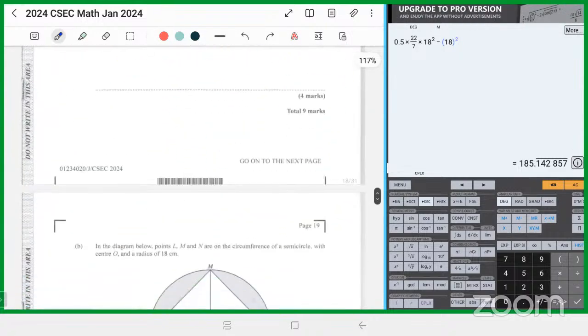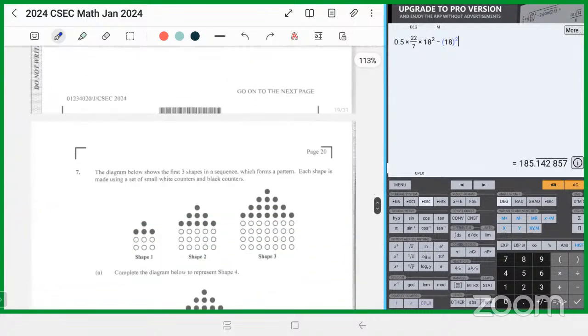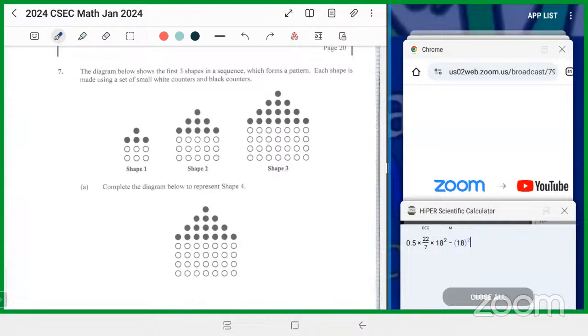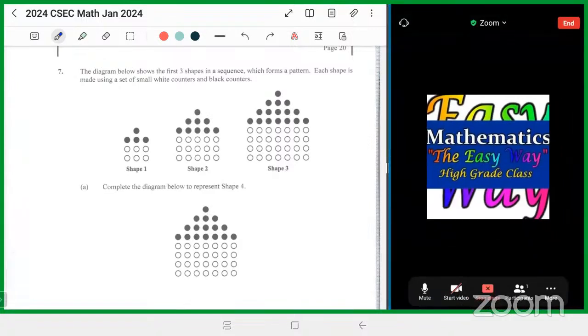So number 7 will start with this pattern question, sequence and pattern. All right. So let's stop this one and we'll start the next one.